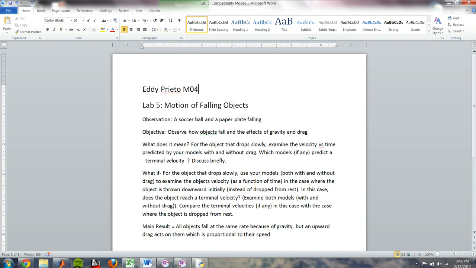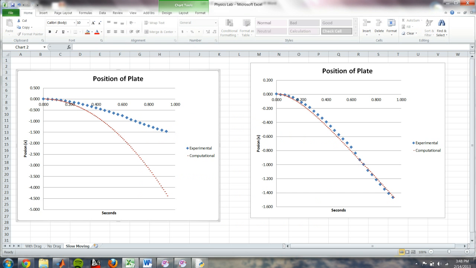The next question is the what if question. For the object that drops slowly, use your models to examine the object's velocity in the case where the object is thrown downward initially. In this case, does the object reach a terminal velocity? I think that if we did in fact put a force on throwing down the paper plate, it would reach a terminal velocity faster, because an initial force would speed up the plate quicker, which would make it get to the terminal velocity faster. And I think that's it for those questions.